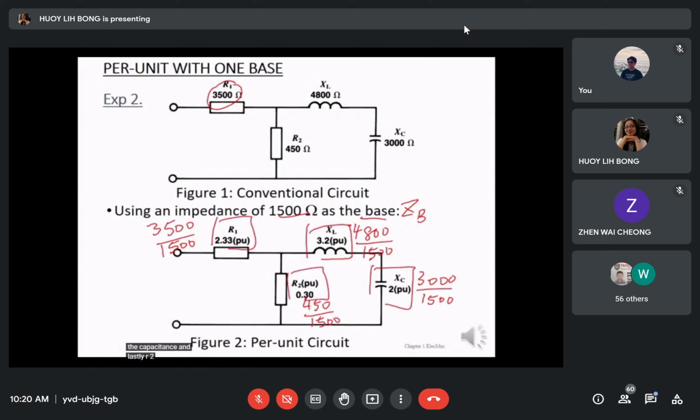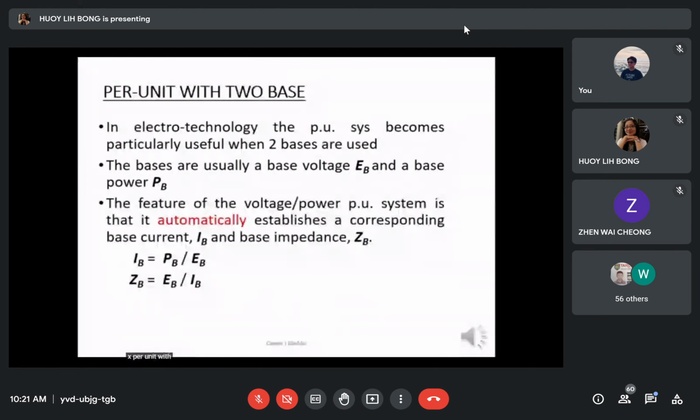Next, per unit with two base values. In electrotechnology, the per unit system becomes particularly useful with two bases involved. They are usually voltage and power. With this, we can also establish other corresponding or related values such as current and impedance.